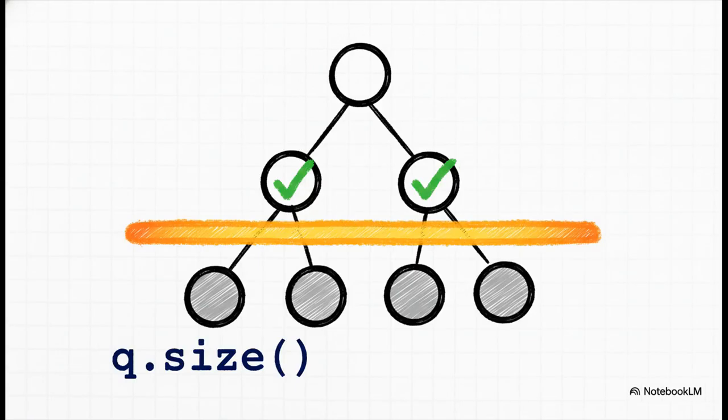Look, if there's only one thing you take away from this whole explainer, let it be this. That single line, int size = q.size(). That is the golden ticket. It's what elevates this from just a random walk through a tree to a very precise, level-aware algorithm. It creates a perfect boundary, letting us say, okay, stop. Finish this level completely before you even look at the next one.